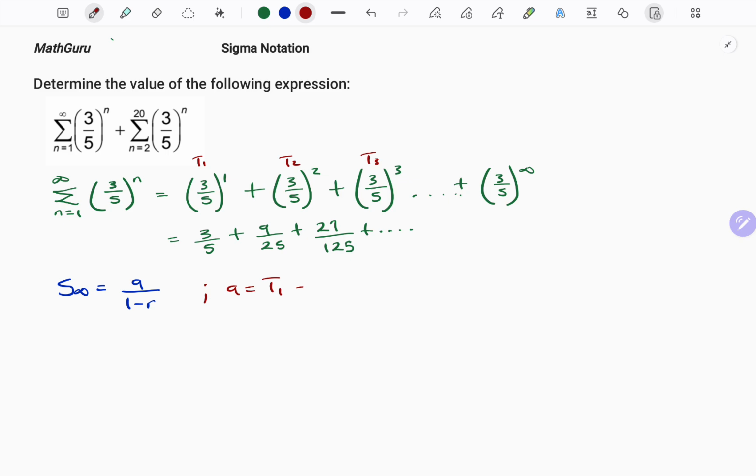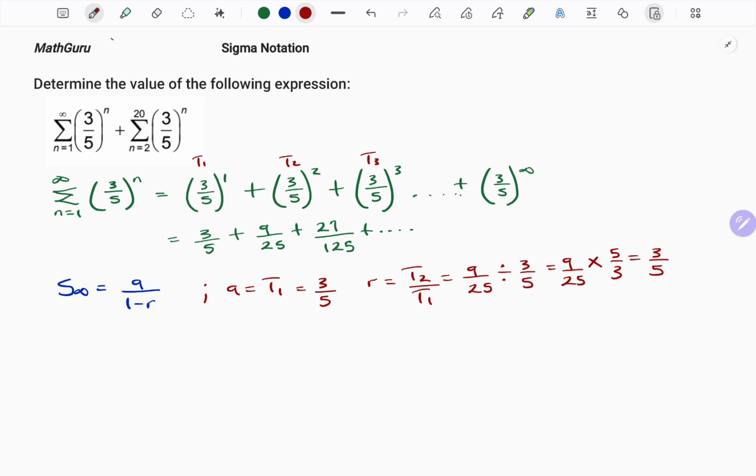So the first term will be equal to 3 over 5. Likewise, to find the value of r, my common ratio, it's the term in front divided by the term behind. I'm starting with the second term, 9 over 25, divided by the first term, 3 over 5. That's equal to 9 over 25 times 5 over 3. If I simplify that further, I'm going to have 3 over 5.